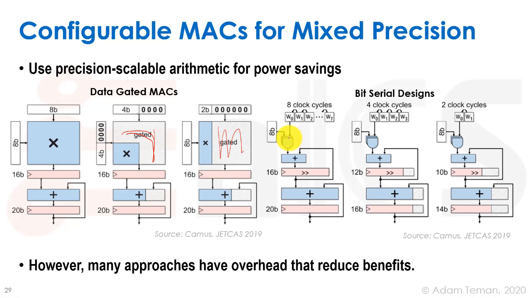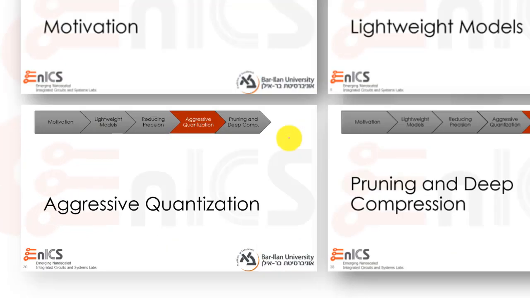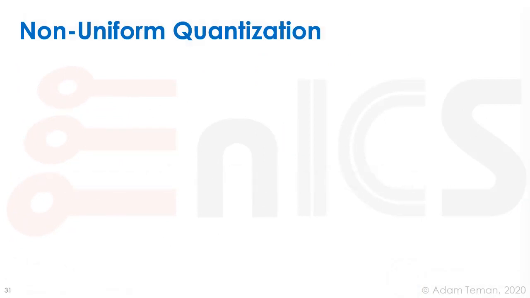So there have been many of these approaches, but all of them have overhead, and sometimes this overhead reduces the benefits that you get. So that was discussing the reduced precision, and now I'd like to go over to aggressive quantization, more aggressive things than what were shown before.